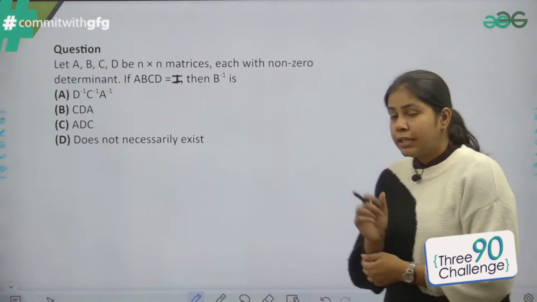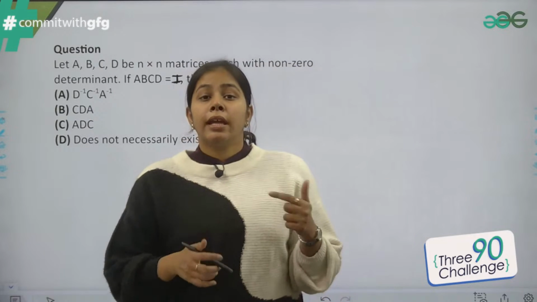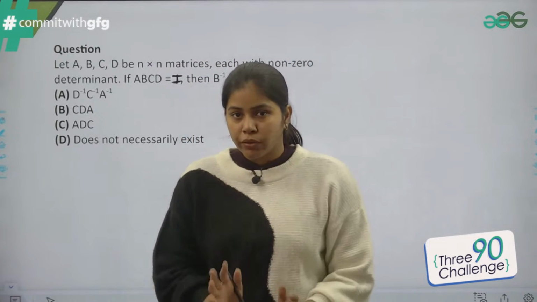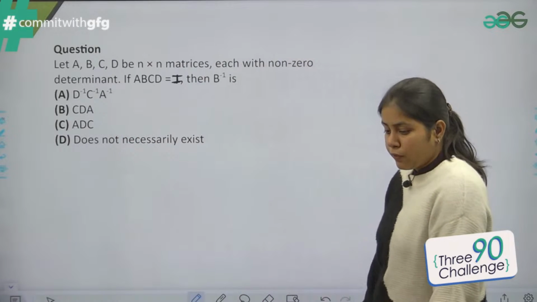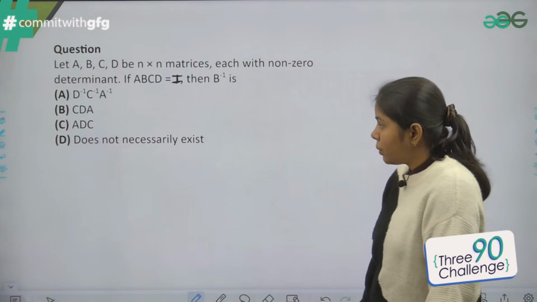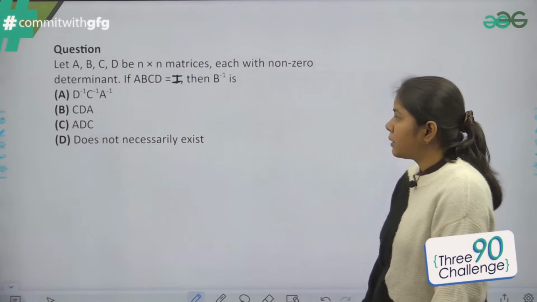Just try to find it. Just remember that matrix multiplication is not commutative. It's associative but not commutative. So you have to keep that in mind to find the value of B inverse. Okay. Martha is saying option B. Tell me, guys.